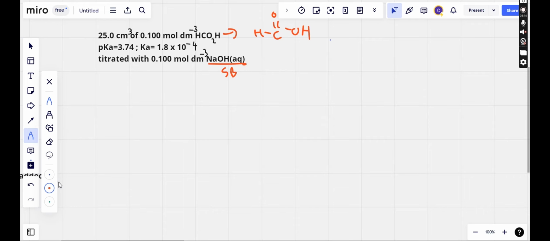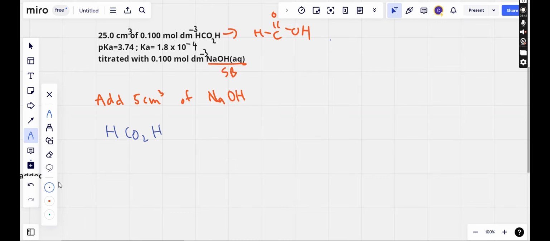of 5 cm cube of sodium hydroxide. So now first what you guys want to do is write down the equation, right, and see what happens when the NaOH is added.